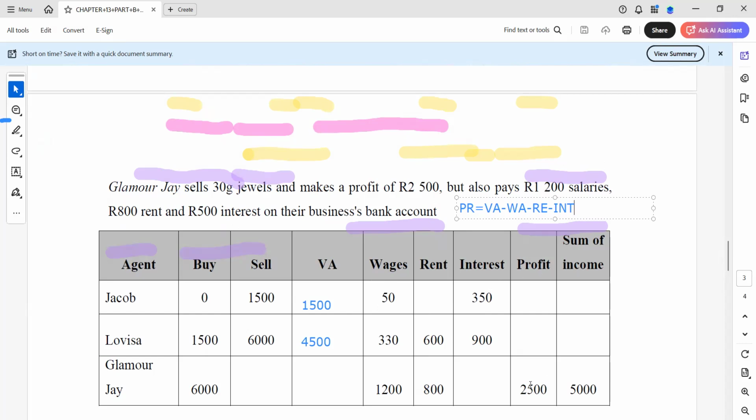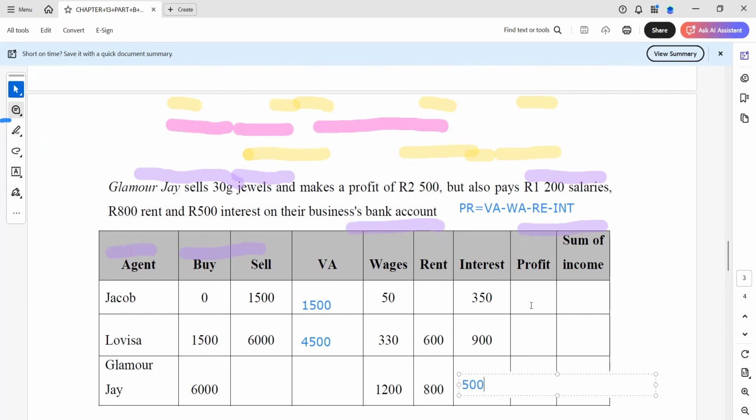So because we already have a profit, it means that we don't have the interest as well. They told us he makes a profit of 2,500, but also pays 1,200 salaries. So 1,200 rand salaries is here, you can see. And then 800 rand rent is here also. And 500 interest, right? So let's just record the interest here, which is 500 rand.